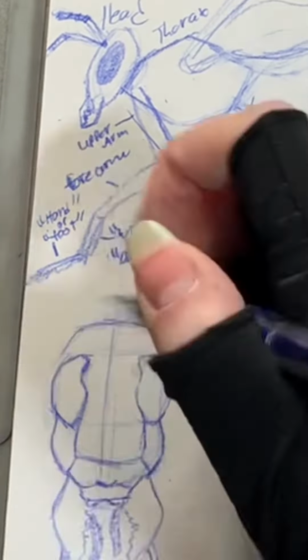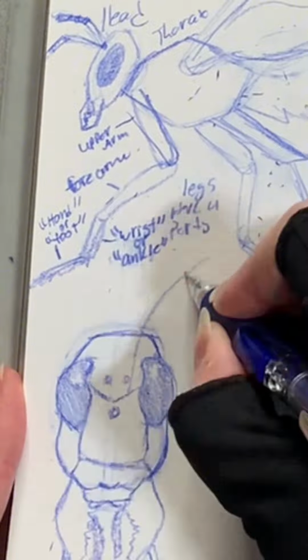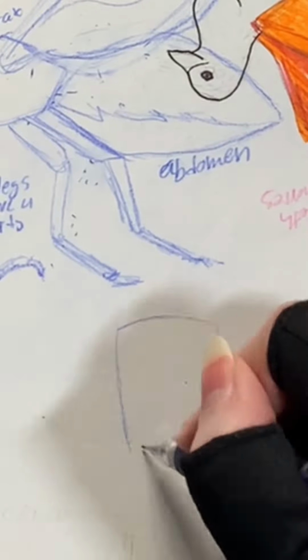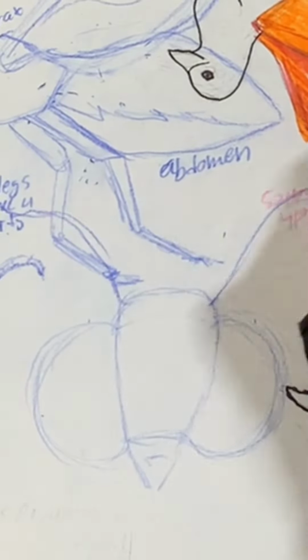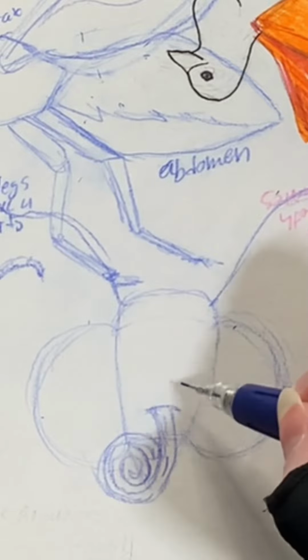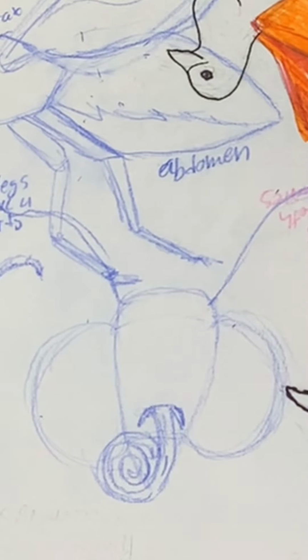Their legs also come in 4 sections, and these are not the correct terms, but for simplicity's sake, it's the thigh, the calf, the wrist, and the fingers/paws, whatever you want to call them.